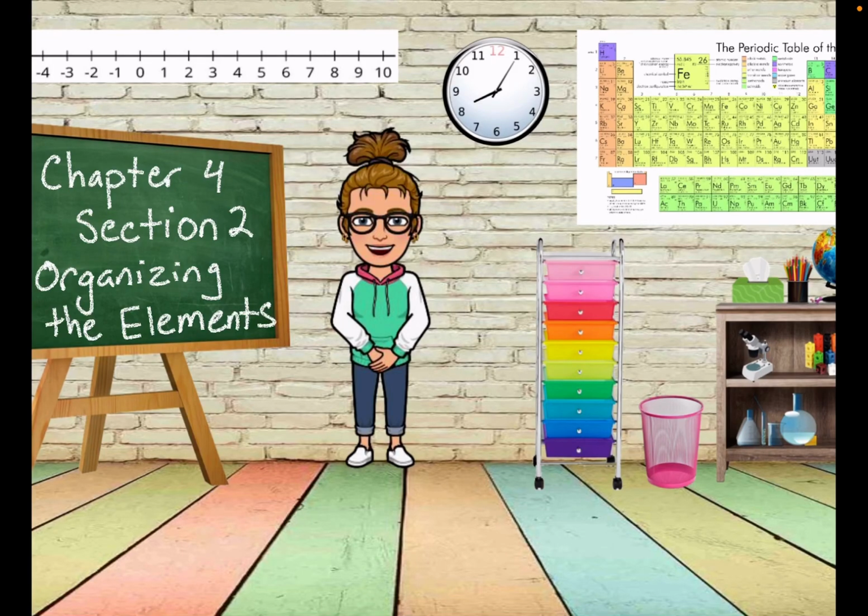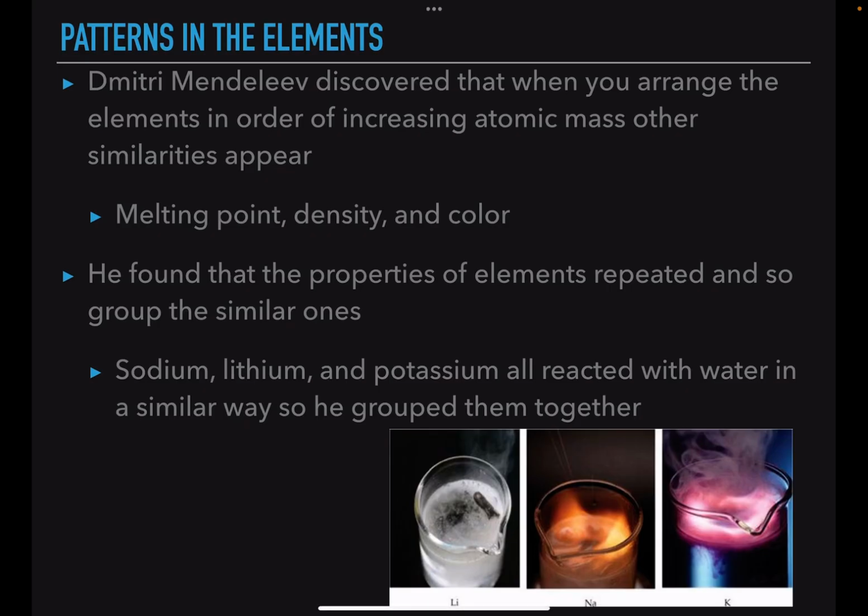In this video, we'll be going over Chapter 4, Section 2, where we look at organizing the elements and how the periodic table's organization changed over time. So, Dmitri Mendeleev discovered that when you put the elements in order based off of their atomic mass, other similarities appear. When you organize them based off of their mass, which is their protons and neutrons added together, ones that were next to each other in that list had similar melting points, similar densities, similar colors, and so he was figuring out that there was a pattern to how they could be organized.